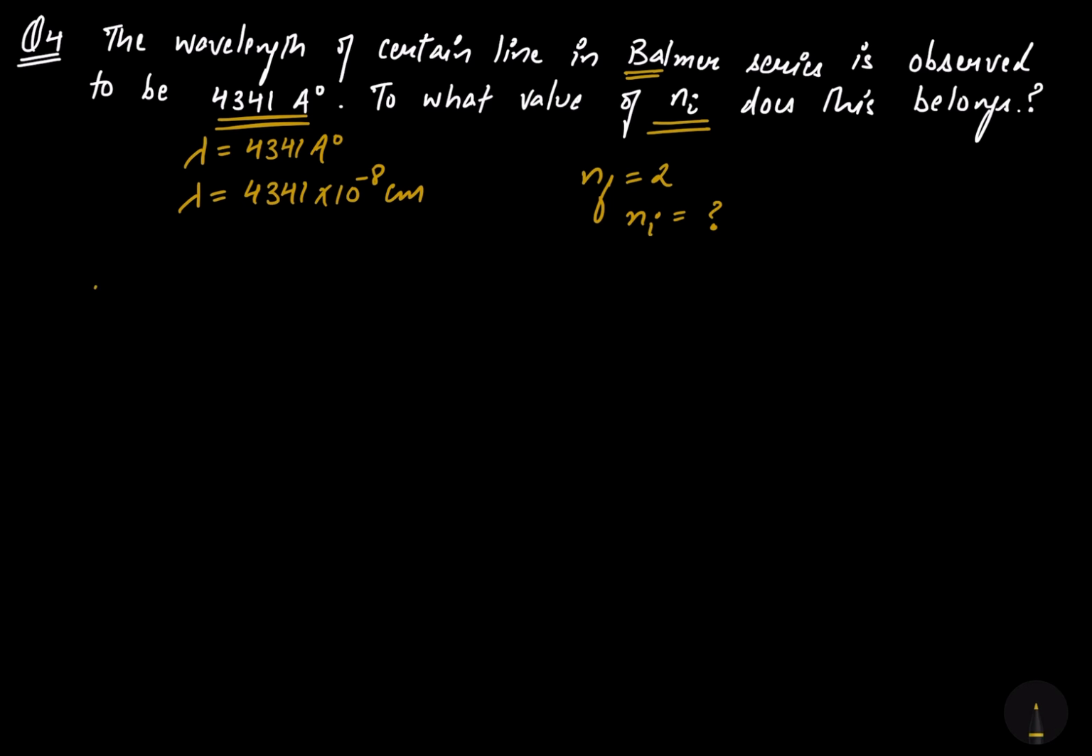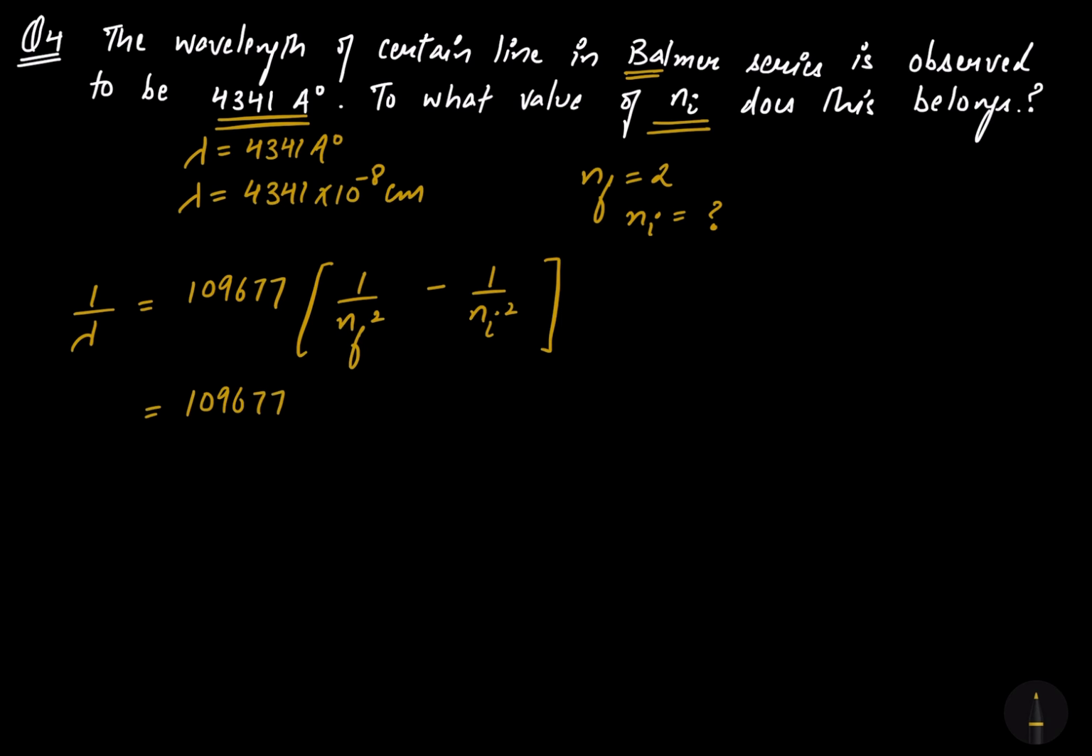I'm taking 1 by wavelength equal to 109677. Again, I'm assuming this element to be hydrogen, so I'm not taking Z over here. So it's 109677 into 1 upon n final square minus 1 upon n initial square, bracket closed. So this comes out to be 109677 into 1 upon n final, n final is 2, so 2 square, minus 1 upon n initial square, which I have to evaluate. And the wavelength is 4341 into 10 to the power minus 8.